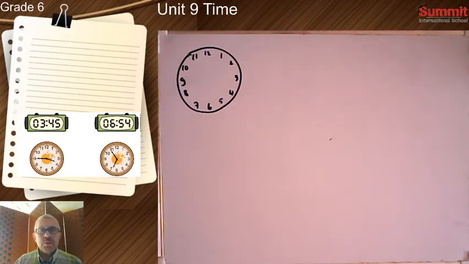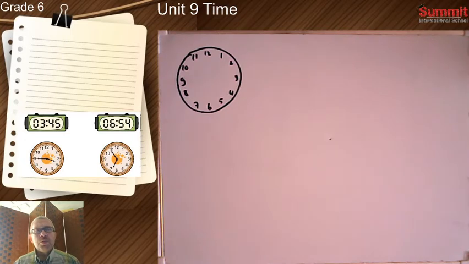Today we are going to continue to study time. Today we are going to learn how to tell the time. You are going to see on the screen there are two different types of clocks. One of them is digital, the other one is analog.